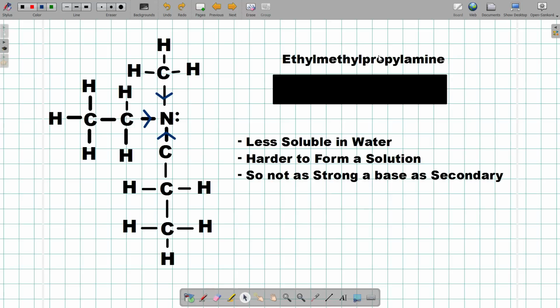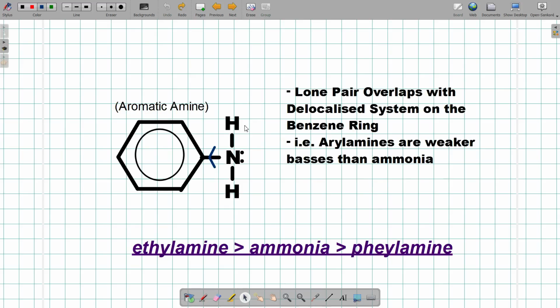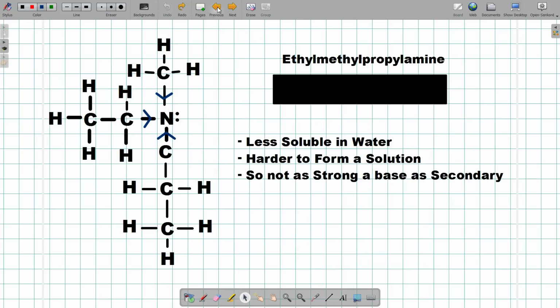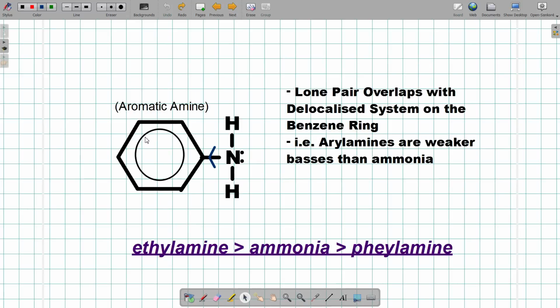Ethyl methyl propylamine. Remember that it's done in alphabetical order, not the chain length, so ethyl first, then methyl, then propylamine. Alphabetical. Remember that from the last video. I won't go over too much detail. And so that's primary, secondary, and tertiary aliphatic amines.